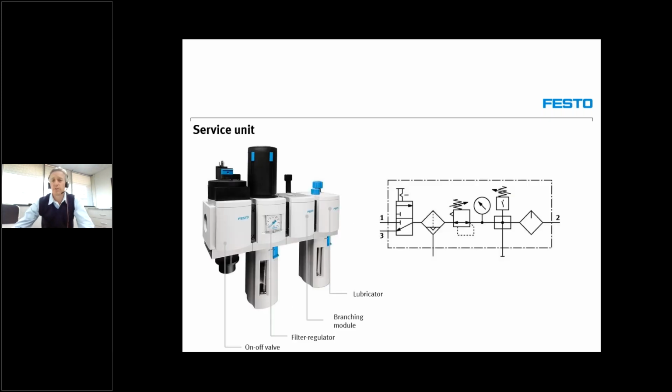Now, here's a system of a service unit with an additional on-off valve, always a safety measure. It's good practice to install an on-off valve before your service unit, as well as a branching module before the lubricator. So we've got our on-off valve, we've got our regulator, we've got our filter unit, there's a branching module, and there's our lubricator. The branching module is typically there to tap off instrument air before the air gets lubricated.